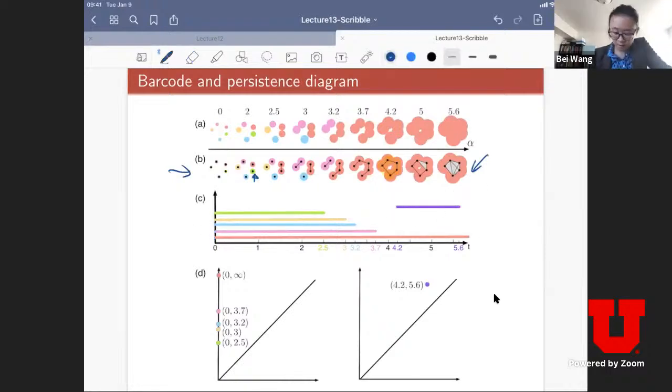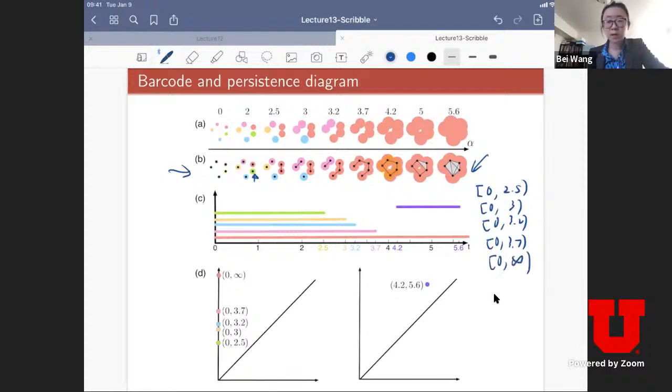And if I represent it as a vector, there's a component born at 0, disappearing at 2.5, a component born at 0, disappearing at 3, 0, 3.2, 0, 3.7, and then 0, and never disappearing. That is all my dimension 0 persistent homology. And for dimension 1 persistent homology, I have a loop that is born at 4.2 and disappears at 5.6, right? This kind of notation is what you see in the command line for Ripser. And if you run the online version of Ripser, you get the barcode visualization, okay? So this is one way to draw those vectors, by these bars, right? One endpoint is the birth time, one endpoint is the death time. That's called a barcode.